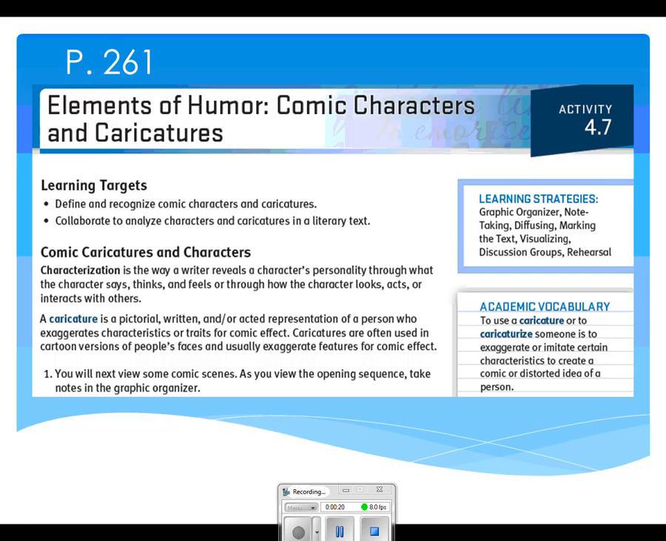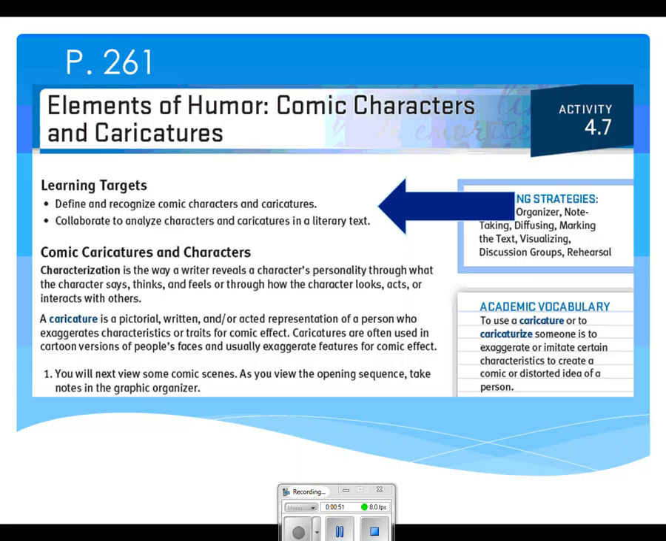All right. On page 261, go ahead and just use those 2 learning targets, please, and thank you. We're going to focus on mainly the first learning target today, and tomorrow we'll look at the second.